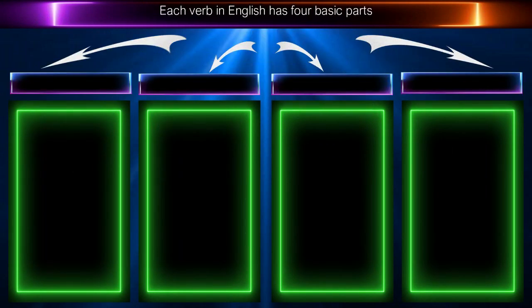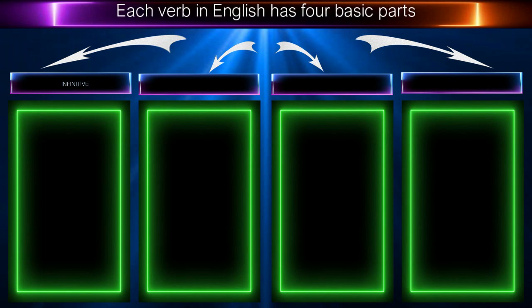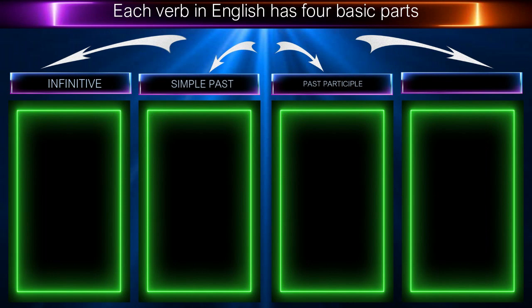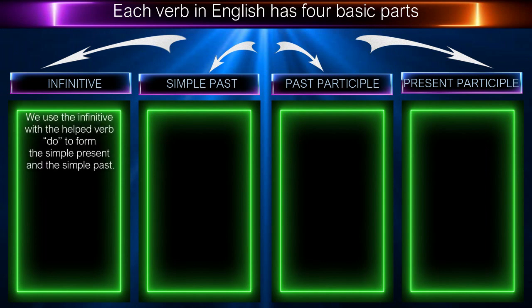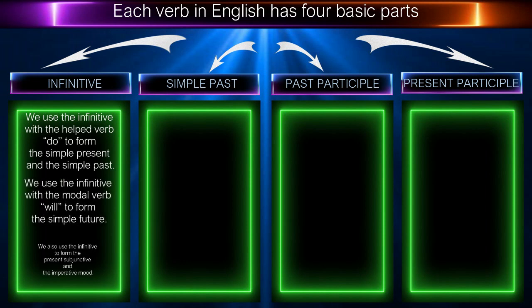Each verb in English has 4 basic parts: infinitive, simple past, past participle, present participle. We use the infinitive with the helped verb do to form the simple present and the simple past. We use the infinitive with the modal verb will to form the simple future. We also use the infinitive to form the present subjunctive and the imperative mood.